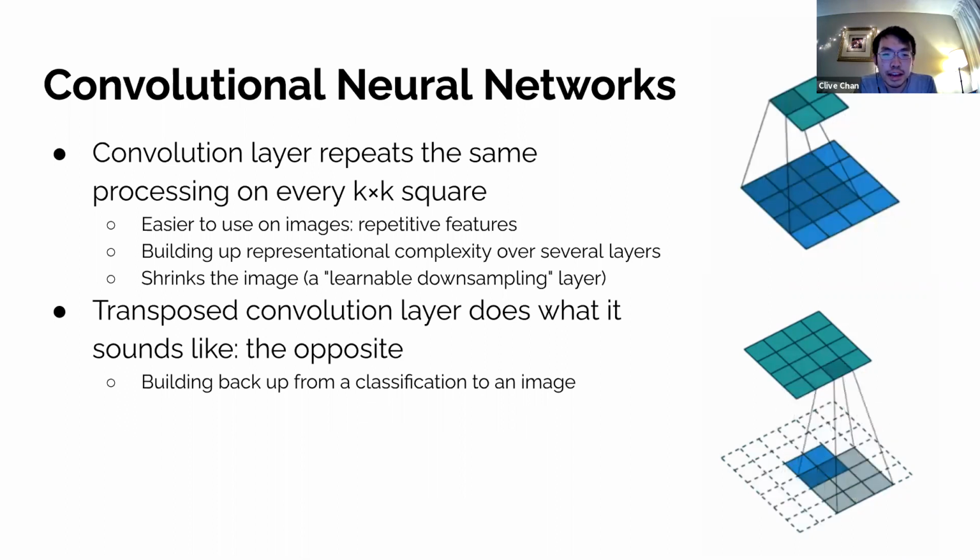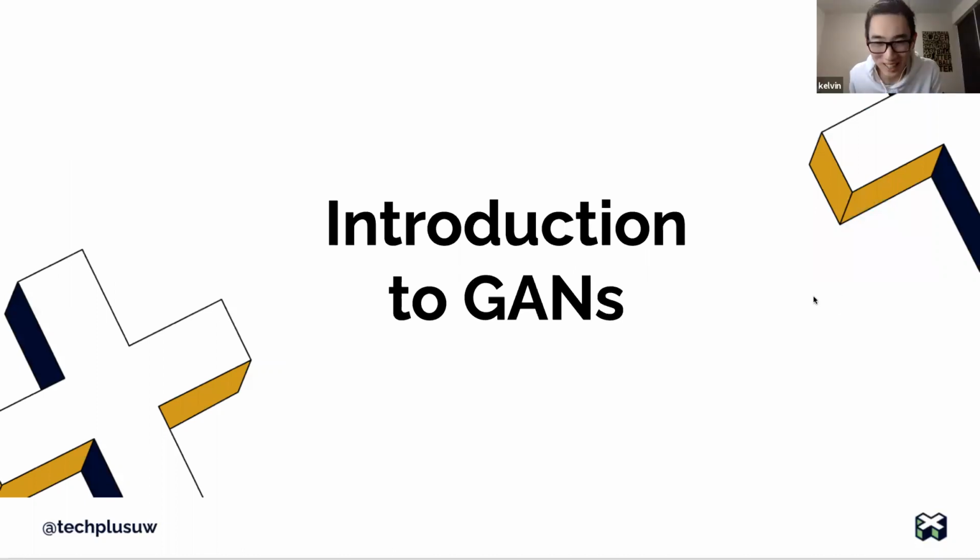Yeah, and so we have something else called a transposed convolution layer. It does exactly what it sounds like. It just does the opposite of convolution. And it just builds back up from a classification into an image. So that's, of course, what we need for a generative adversarial network. It's going to be able to generate an image from random data. But Kelvin will be explaining that, right? Is that the next slide? Yes. Okay, so I guess I'll dive into how GANs work.